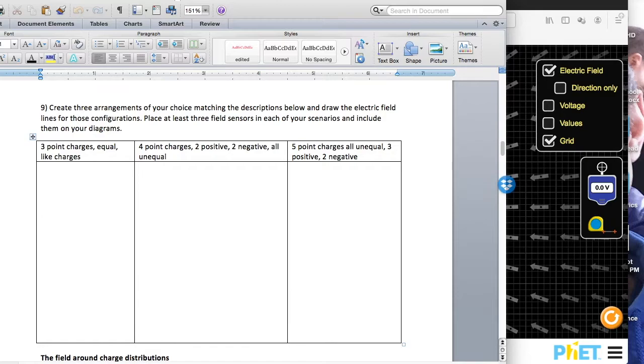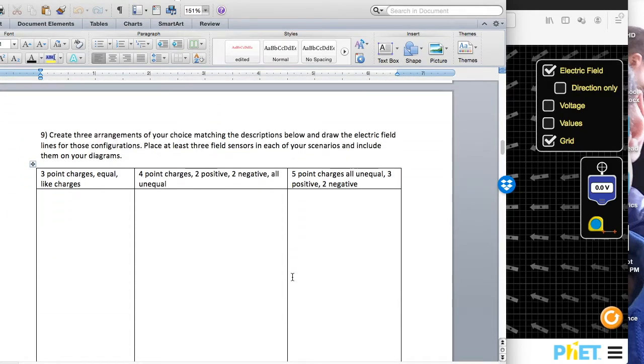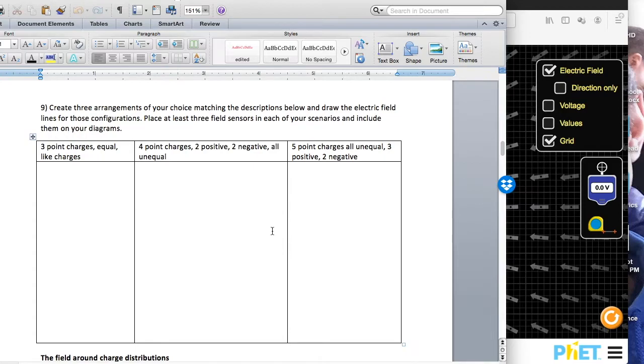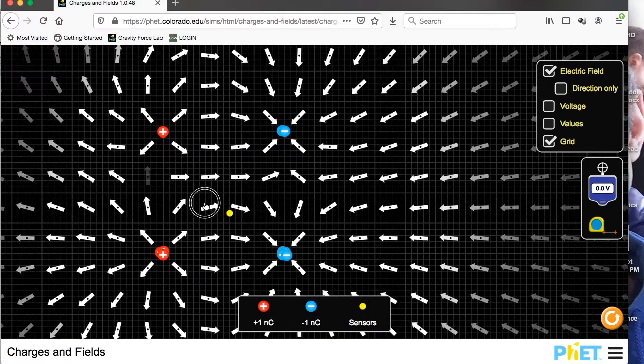Now, before I go too far, I guess I took that out. In my copy of this lab, I guess I edited that out, but in my copy of the lab it says place field sensors around and draw them in, just to show what the field is doing at various points. You don't have to do that because it's not in your lab, but you can if it helps you.